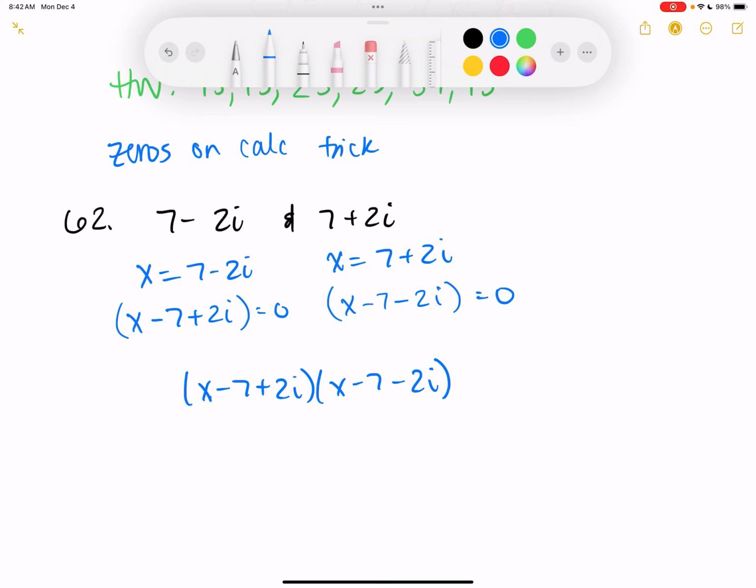So just working my way across, so I've got x squared, and then minus 7x minus 2ix. So I've taken care of the first x times everything in the second parentheses. So now I'm on to negative 7 times everything. So that's going to be negative 7x plus 49 plus 14i. Then I've got plus 2ix. Got minus 14i. And then minus 4i squared.